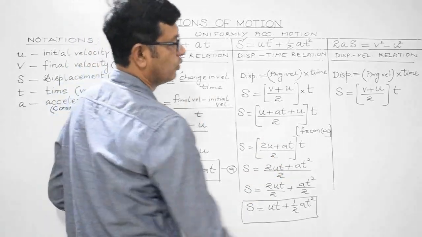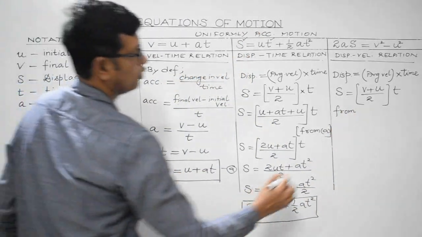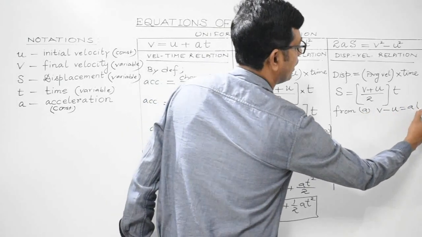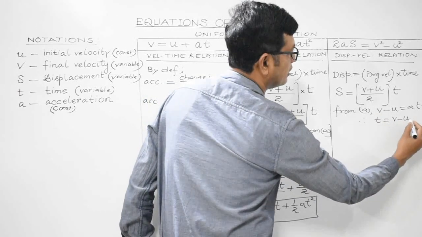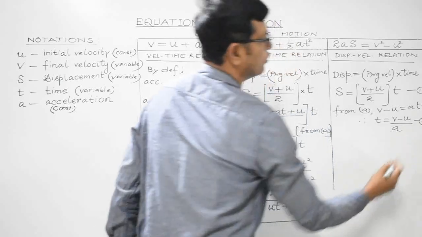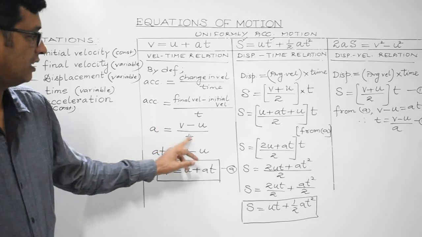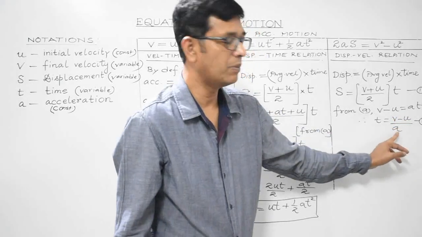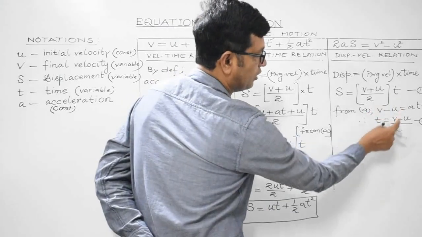So here t is to be substituted in terms of v, right? So what to do with this? From this equation, v equals u plus at, that is, v minus u is equal to at, isn't it? So t can be written as (v minus u) divided by a. Put this as equation 1 and this as equation 2. Here we need to eliminate this t. So in place of t, you can substitute this value.